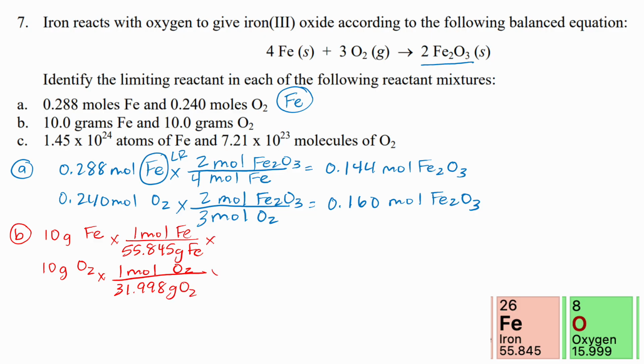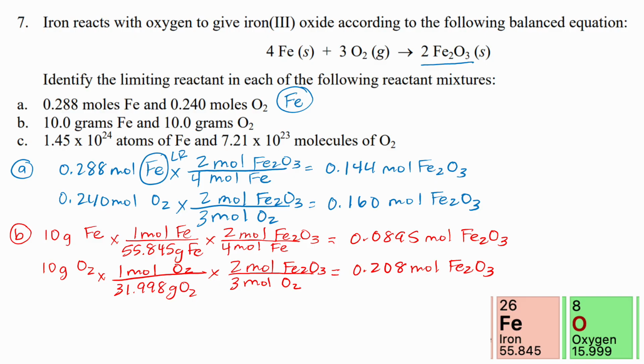Now that I'm in moles of our reactants, I can convert into moles of my product. I want to get rid of Fe, and I want to get rid of O2, and I want to end up with moles of Fe2O3. Remember, these are called your mole ratios, so this is where you get them from the balanced chemical equation. So I have 2 moles of Fe2O3, I have 4 moles of iron, and I have 3 moles of O2. So we can see here that iron produced our theoretical yield, or our smaller number. So iron, again, is our limiting reactant for B.